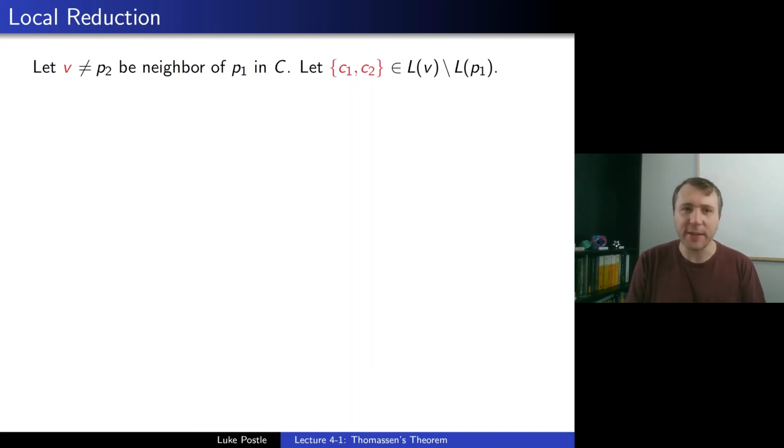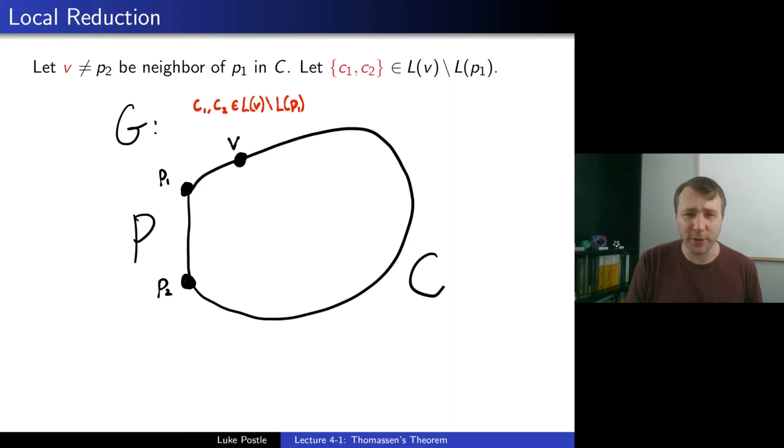And it's going to go like this. Let V not equal to P2 be a neighbor of P1 in C. And let C1, C2 be an L of V minus L of P1. So here's the picture. We have P1 and P2, they're outer face C. Now C is actually really a cycle at this point because you don't have cut vertices. And remember, C is chordless. And now we're going to look, so that it's a cycle, so there has to be some vertex beyond P1 that's not P2. Let's call that V. And now we're going to choose two colors, C1 and C2, in L of V minus L of P1. Right, so what does that mean?